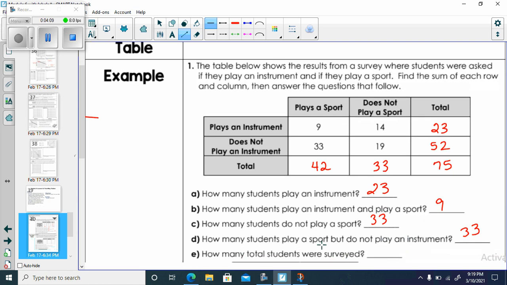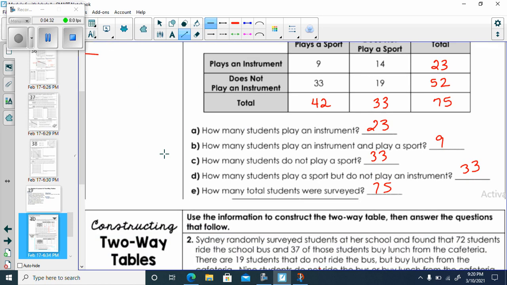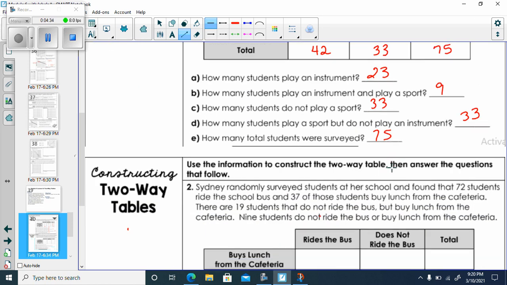How many students play a sport but do not play an instrument? Plays a sport, does not play an instrument. 33. How many students do not play a sport? Does not play a sport. 33. Okay. How many total students were surveyed? 75. Okay. We have filled out our two-way table and we have now answered some questions about it.